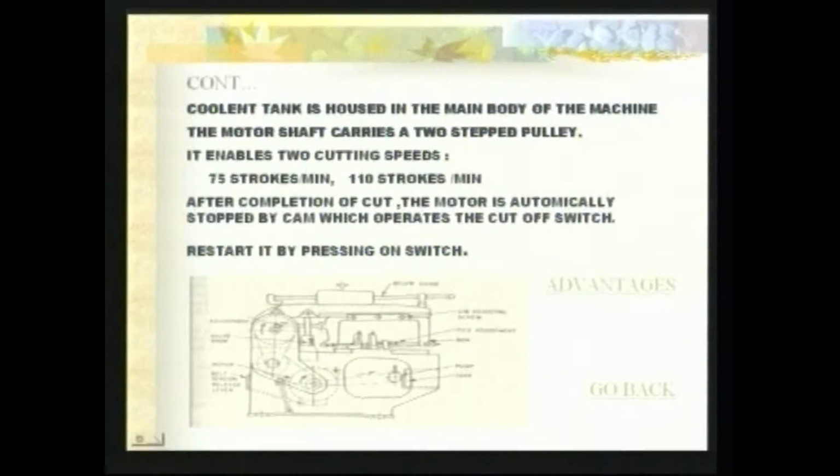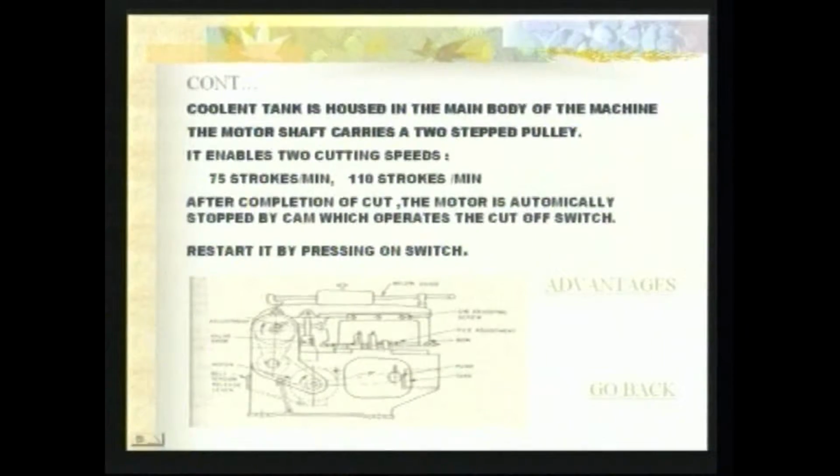Power hacksaw is most commonly used where a large number of pipes of required lengths are to be cut from large bar stock. It is also used to cut castings, forgings and other parts.